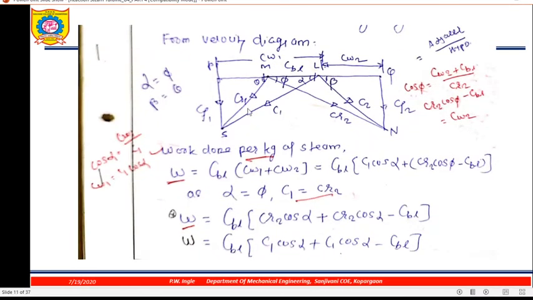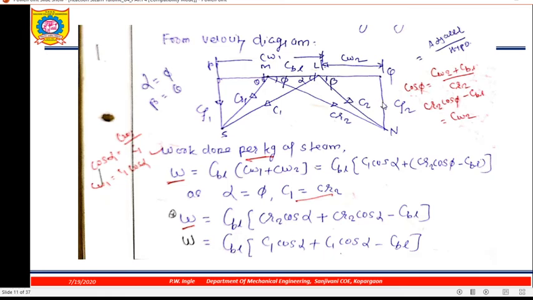This is a combination velocity triangle. Vector ML indicates CBL, which is nothing but the plate speed. It is common to both the inlet as well as the outlet velocity triangle. So this is C1 at an angle alpha. Then by joining point S and point M, you get CR1. Then by drawing a perpendicular from S on this horizontal line, you get P. Similarly, you can construct the outlet velocity triangle, that is CR2, C2.